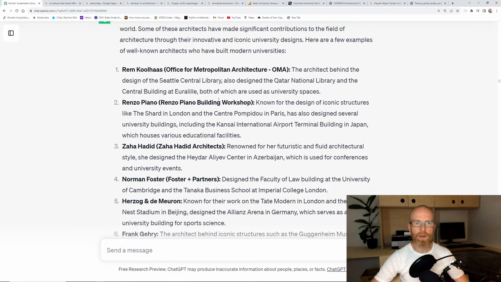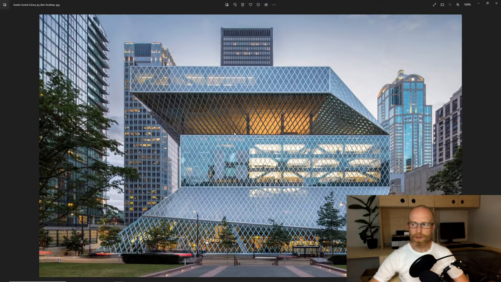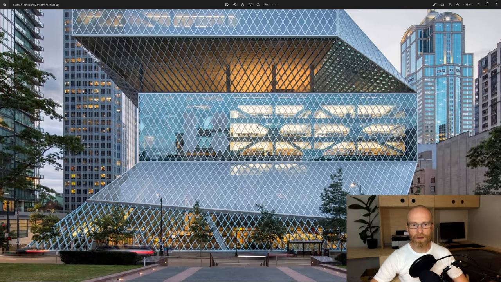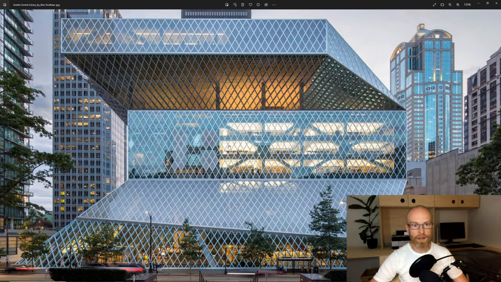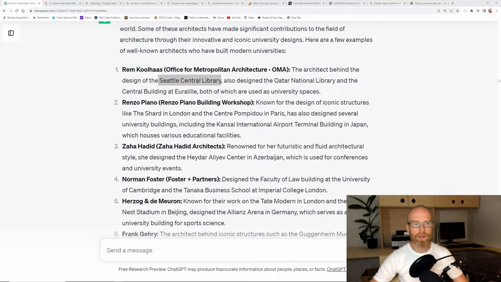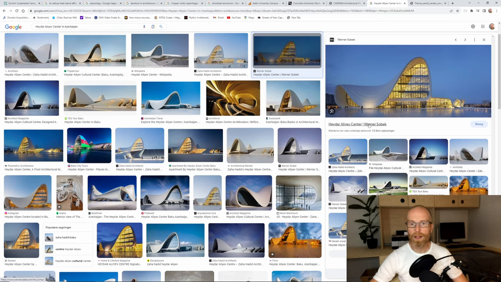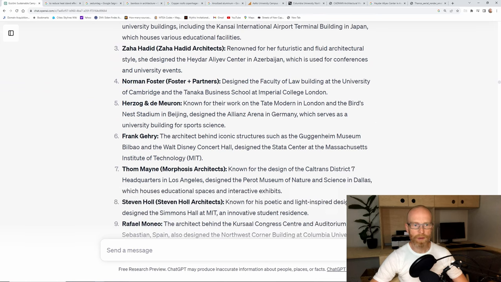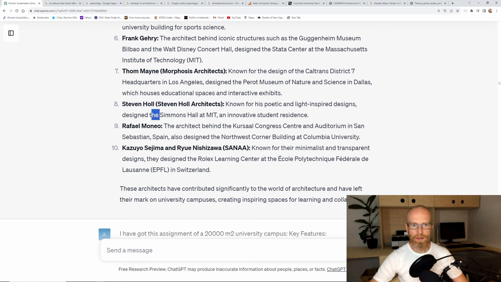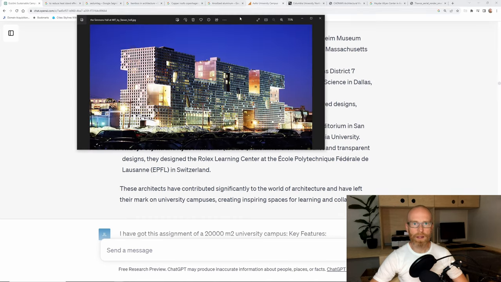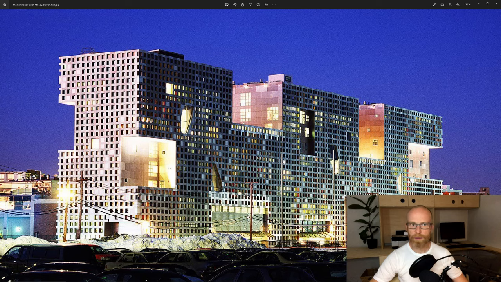And there were quite some good hits here. For example, this Rem Koolhaas, Office of Metropolitan Architecture, the Seattle Central Library, which is this one, which is a very nice reference, I think, with all kinds of possibilities on exactly the context we had. So I studied this project a little. Renzo Piano, Zaha Hadid, which made this here, which is a very organic thing. So I don't think we can use it for anything, but it's a very nice house. Norman Foster, Herzog & de Meuron, Frank Gehry, Steven Holl, the Simmons Hall at MIT, Massachusetts Institute of Technology, is a very nice reference also. It's like this. Yeah, a very, very cool building.